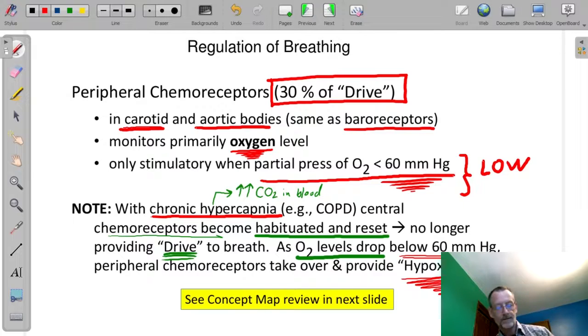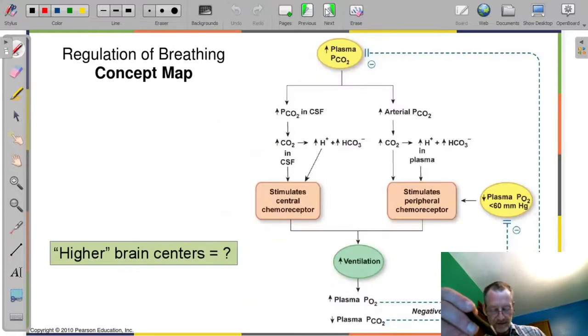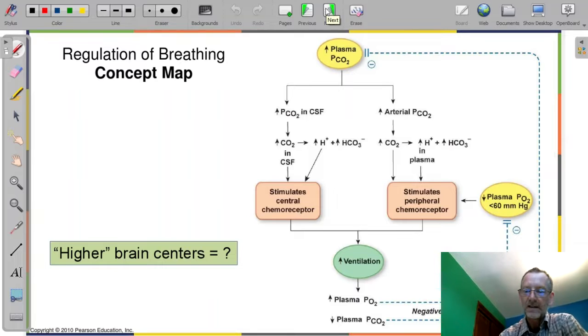Okay. So play with that, the role of the central and the peripheral. Let's take a look at the last slide, and then I'm going to talk about shallow water drownings. So before I do that, let's just finish up this slide. And it's just another way of organizing the information and presenting it in what's often described as a concept map.